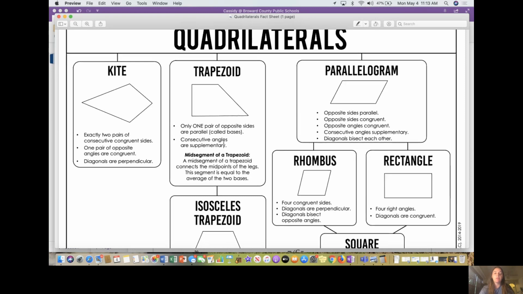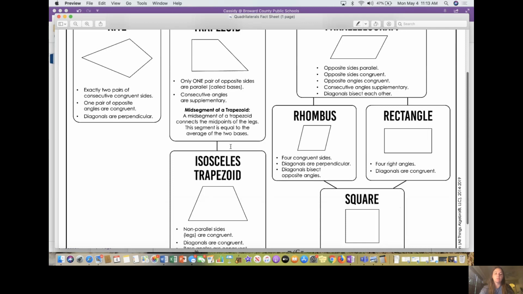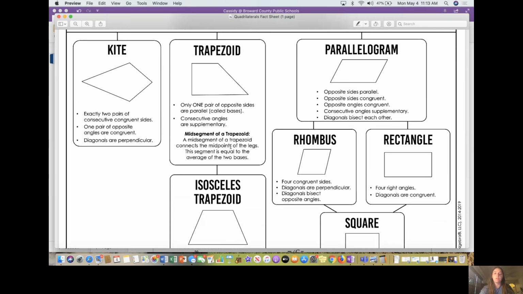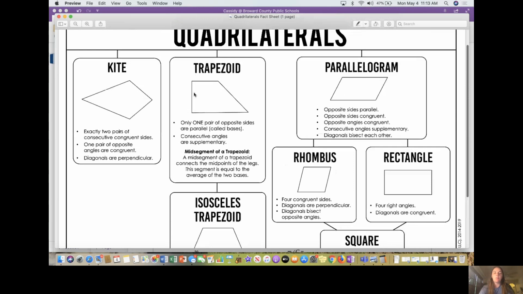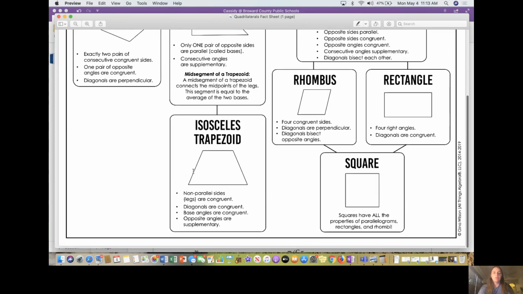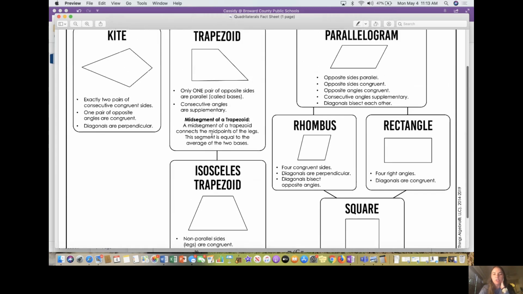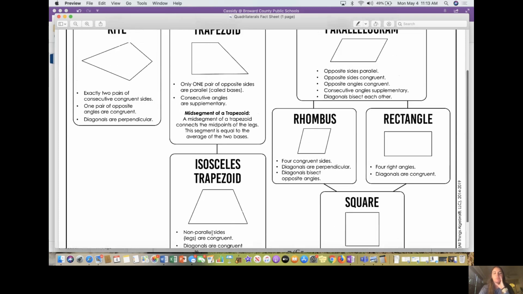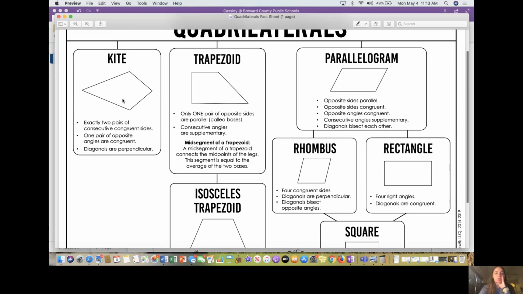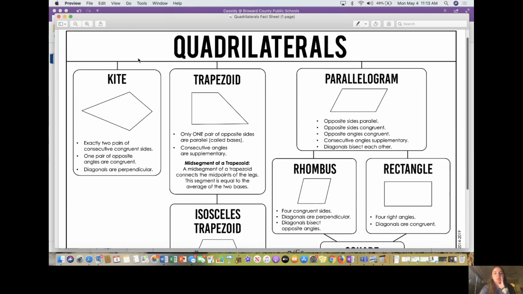The two base angles might be congruent. That's if it's an isosceles trapezoid. So it's the ones on top of each other. So then for an isosceles trapezoid, it's got all the same rules as the trapezoid, but then it also has these 4 extra rules. And then lastly, for a kite, it doesn't have any of these rules. It only has the ones that it's listed, these 3.